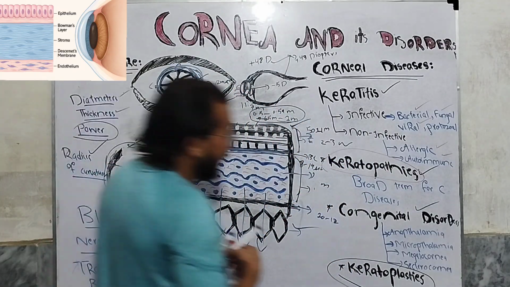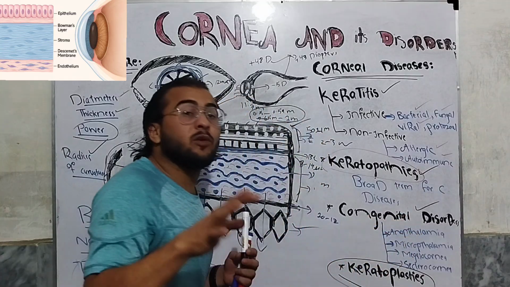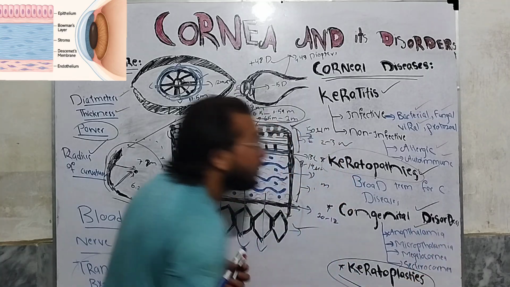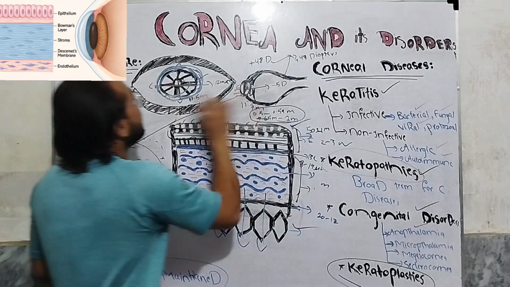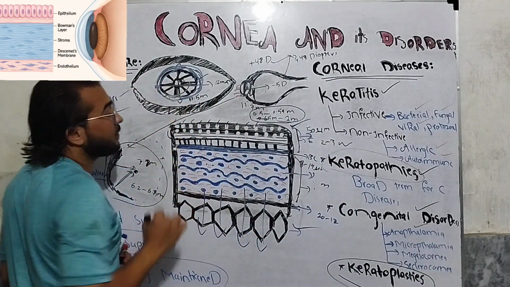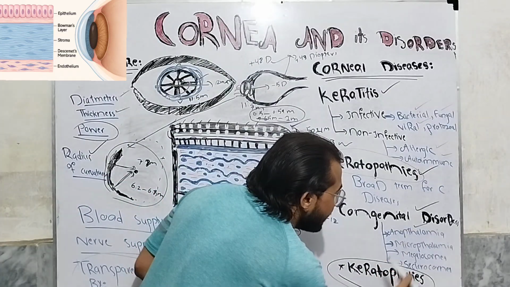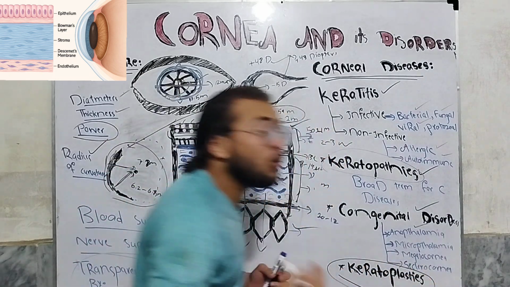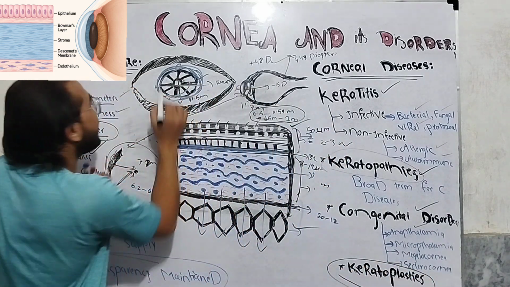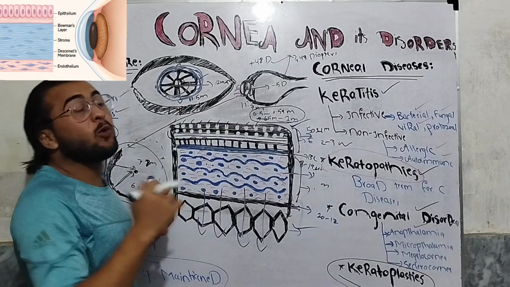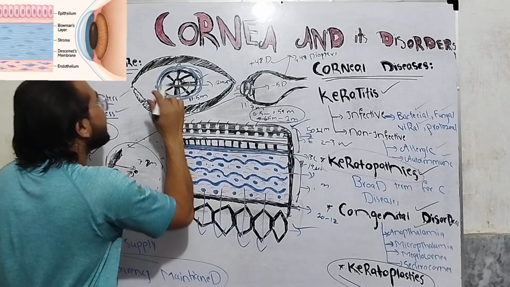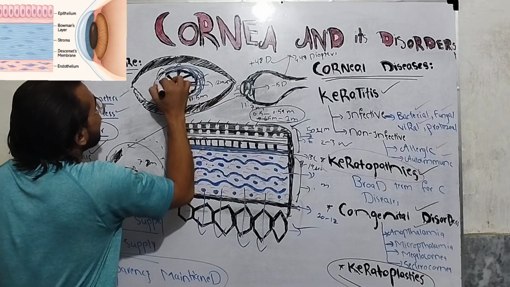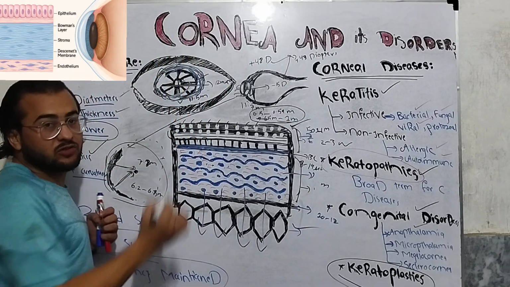Okay. And at the last of this chapter, we will discuss congenital disorders of the cornea, which are anophthalmia, when the eyeball is missing. When there is no eyeball, it is called anophthalmia. Microphthalmia, when the eyeball is abnormally small. Okay. Megalocornea, as I told you before, that is why we should understand the diameter. In megalocornea, the cornea will enlarge. Okay, it will enlarge.